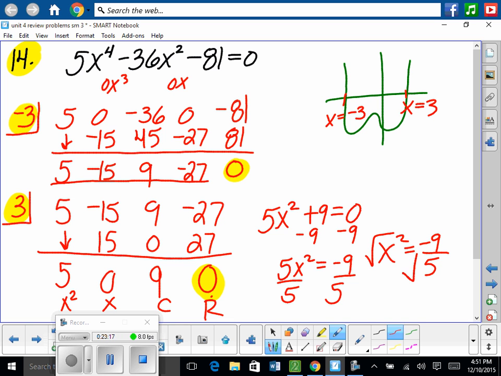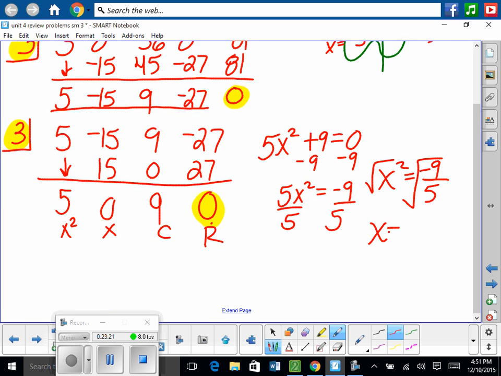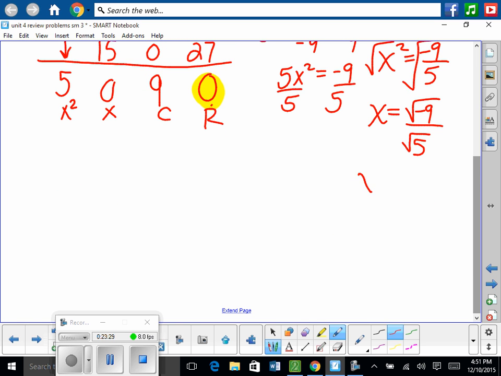Square root both sides. Careful here, we've got to simplify these. I expect you to simplify these completely. So we have the square root of negative 9 on top, the square root of 5 on bottom. So I've got to keep simplifying this because we know that the square root of negative 9 is 3i, and we have plus or minus in front of this. And then we have the square root of 5 on bottom. But this is not considered simplified because we can't have radicals in the bottom. So we've got to rationalize the denominator.